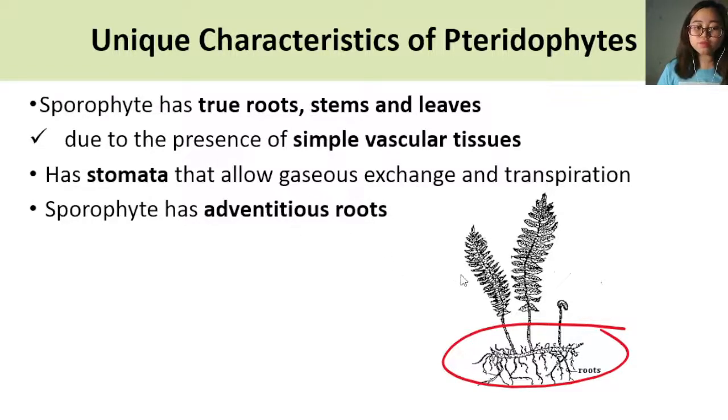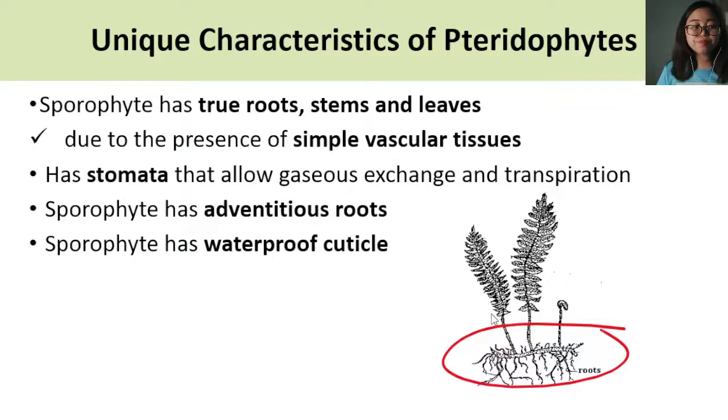So adventitious roots means that they can go around and when necessary, they can produce new types of cells. So they can produce tissues that are going to turn into the stem and then into the leaves of the plant. The sporophyte also has a waterproof cuticle. So this will prevent it from drying out in its environment.